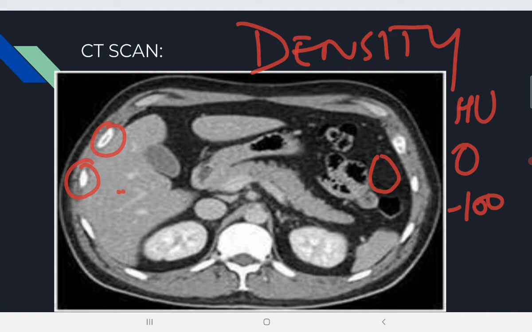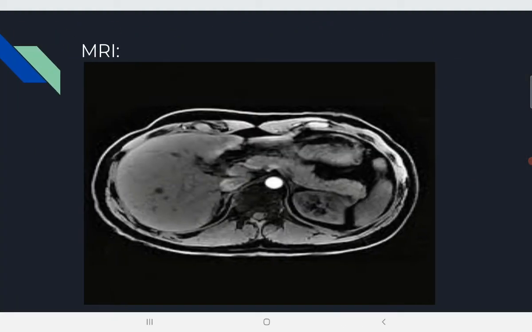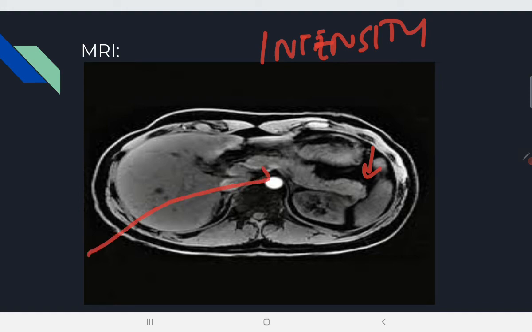This is an axial slice of MRI, and the terminology used regarding MRI is intensity, or we use the word signal. Anything you see abnormal on MRI, you say there is an abnormal signal there. So this area is hypointense, this area is hyperintense. So this is how the terminology is used.